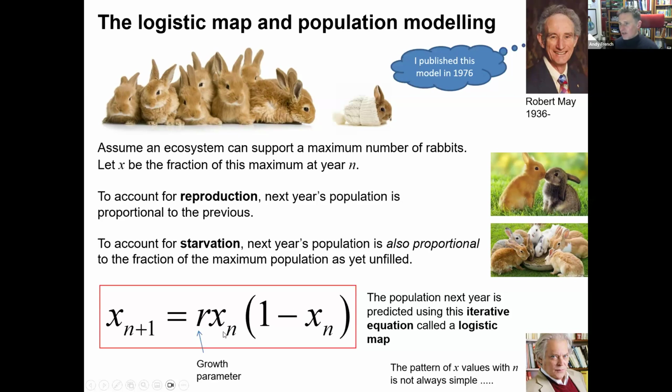To combine those competing factors, let's just multiply them together. Then we'll have a model which incorporates growth and the possibility of starvation. And we're going to have a little parameter called r, which I'm going to call the growth parameter. We're going to vary that from 0 upwards and see what happens next. So this is a quadratic equation, but it's in terms of last year's numbers. So this isn't continuous; it's a discrete, iterative kind of thing.